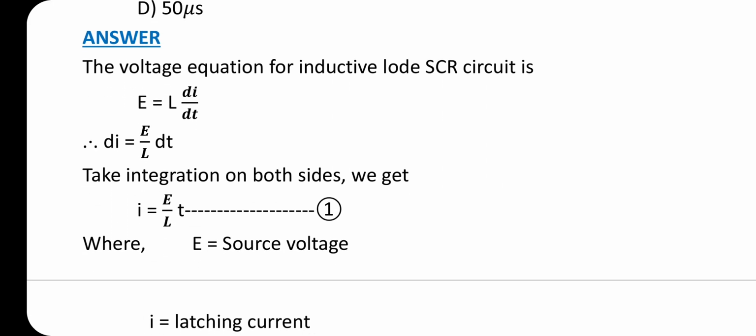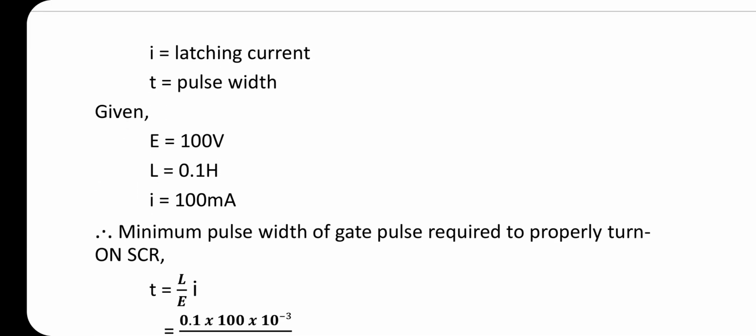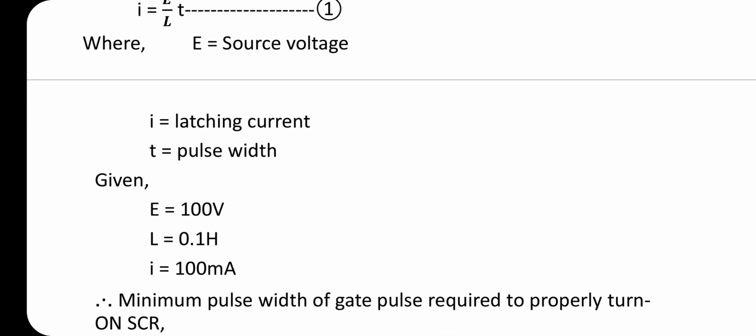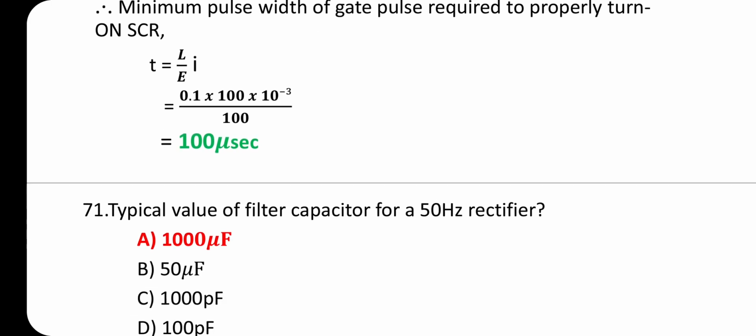The voltage equation for inductive load SCR circuit is E equal to L di by dt. From here we can derive di equal to E by L dt. Take integration on both sides, we get I equal to E by L times t, where E is the source voltage, I is the latching current and t is the pulse width. Here the values given are E equal to 100 volt, L equal to 0.1 henry and I is 100 milliampere. Therefore, minimum pulse width of the gate pulse required to properly turn on SCR, after rearranging the equation, we get t equal to L by E into I. Substituting the values of L, E and I, we get t equal to 100 microsecond.